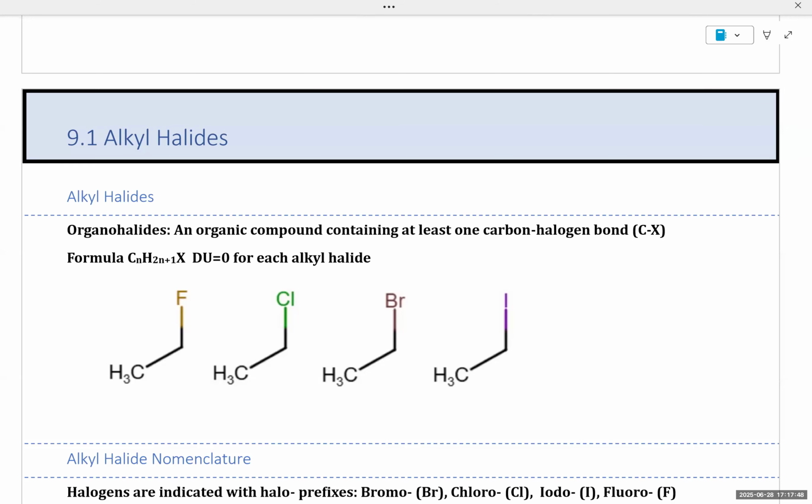So what are alkyl halides? Well, organohalides are organic compounds containing at least one carbon-halogen bond. They have a general formula of CnH2n+1X. The DU is equal to 0 for each alkyl halide because we only have carbon-carbon and carbon-halogen single bonds.